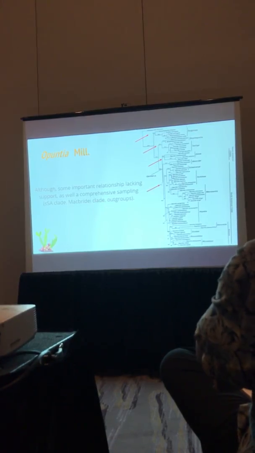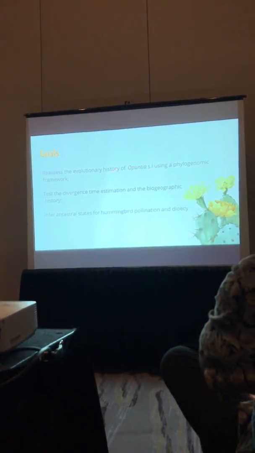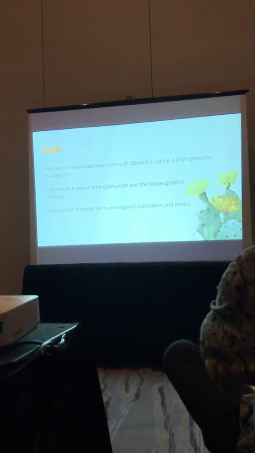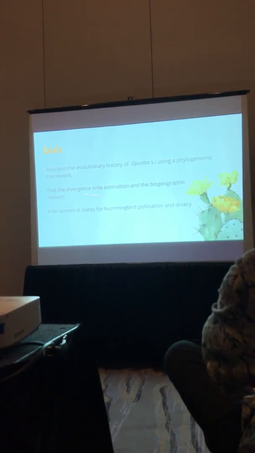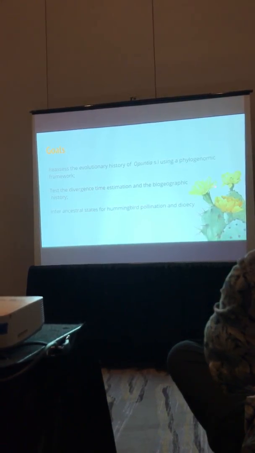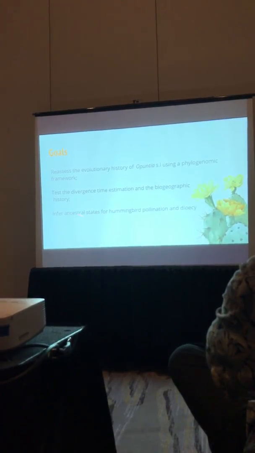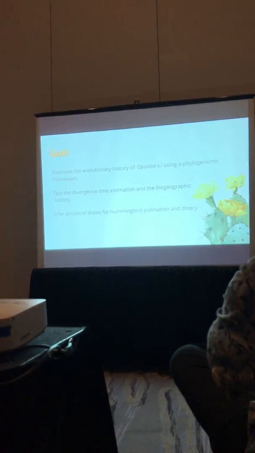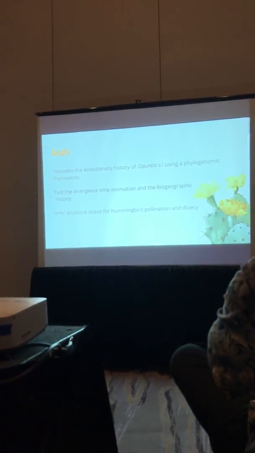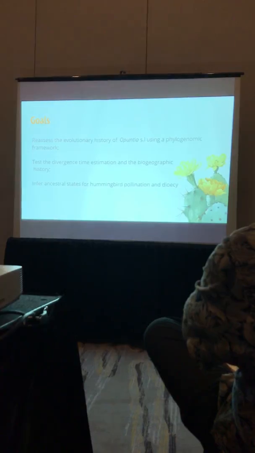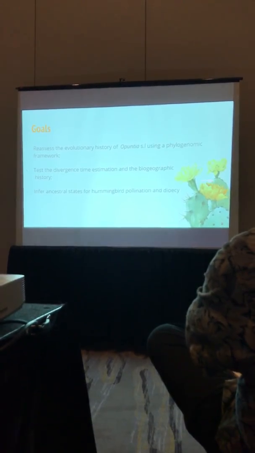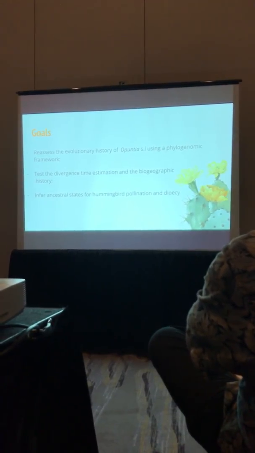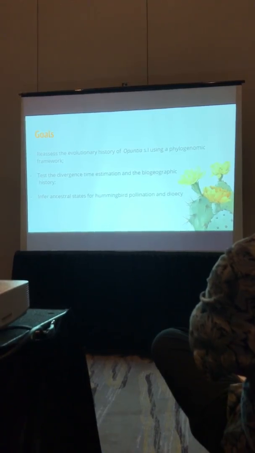even the outgroups. So our goal is basically to reassess the evolutionary history of the genus Opuntia, Cactaceae, using a phylogenomic framework, testing divergence time estimation and biogeographic history, and also inferring ancestral state reconstruction for hummingbird pollination and dioecy, since Consolea is sister to the rest of Opuntia with these two features. So we were interested in testing if this is the ancestral state in Opuntia.